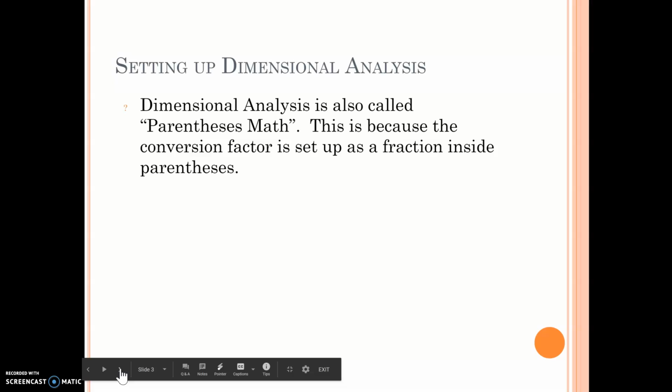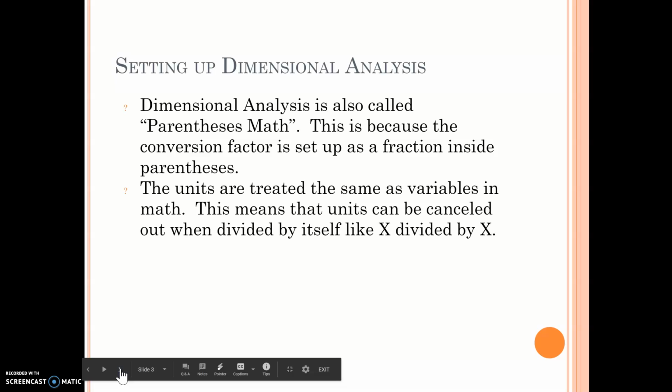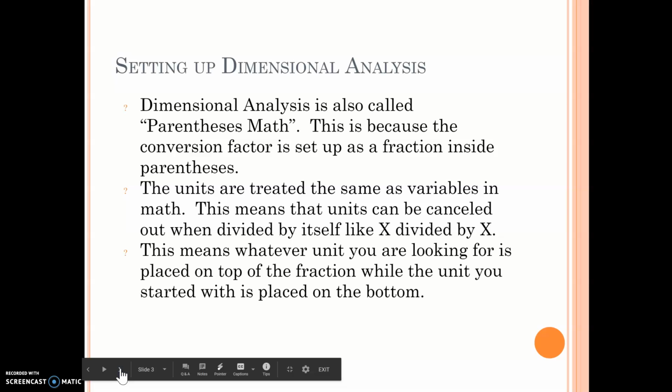The other way of writing dimensional analysis, or referring to dimensional analysis, is parentheses math. This is because the conversion factor is set up as a fraction inside parentheses. The units are treated the same as variables in math. They are very important. This means that units can be canceled out when divided by themselves, like x divided by x. This also means that whatever unit you're looking for is placed on top of the fraction, while the unit you started with will be placed at the bottom, or the denominator.